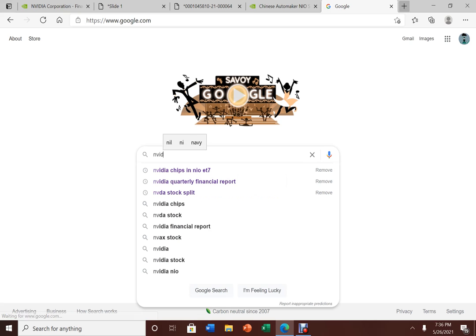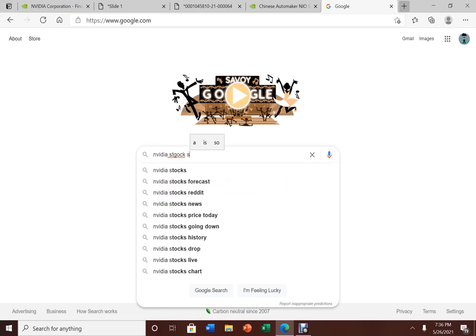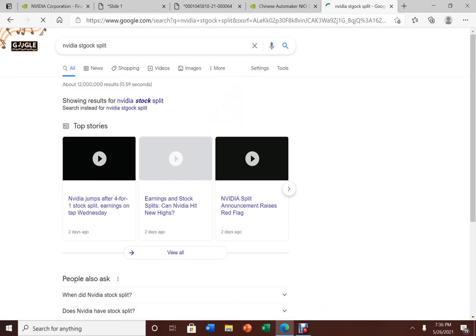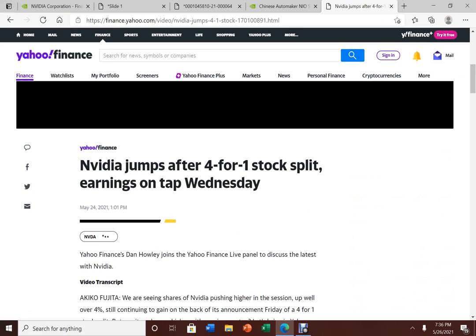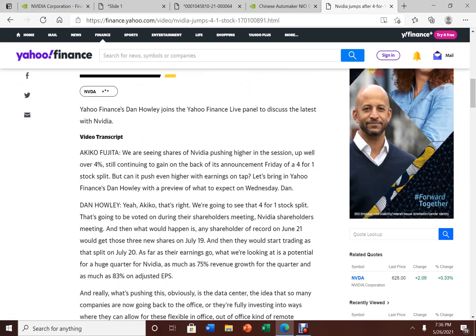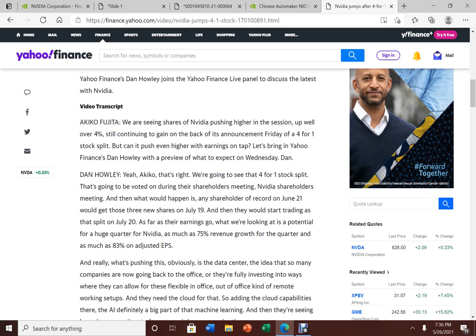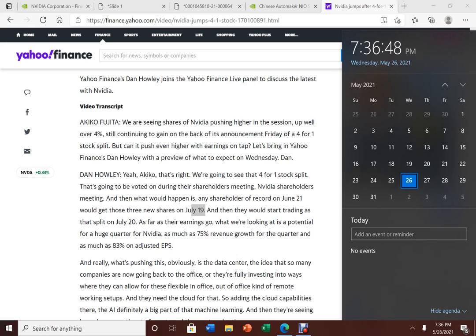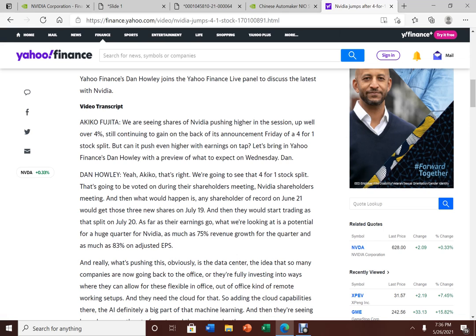And we also see some other important news about NVIDIA. NVIDIA actually did a stock split. Here, Yahoo Finance: NVIDIA announced a 4-to-1 stock split. What will happen is that on June 21, you will get 3 new shares on July 19th, and then we start to trade as that split on July 20th. July 19th is the Monday, so on July 20th, on a Tuesday, you get more shares.